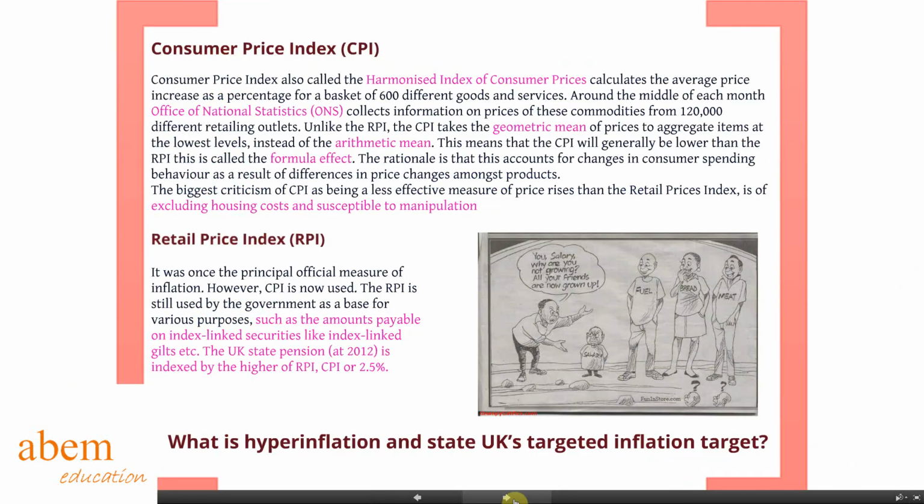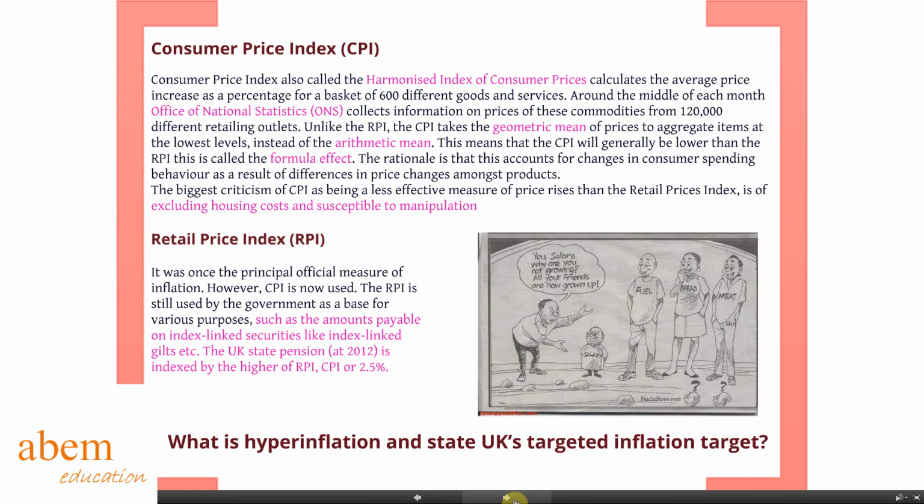So how do we measure inflation? There are two measures that are used in the UK: the Consumer Price Index, or the CPI, also known as the Harmonized Index of Consumer Prices, which calculates the average price increase of a basket of about 600 different goods and services. The UK organization which has the responsibility is the Office for National Statistics, also known as ONS. It collects information on prices of these commodities from 120,000 different retailers.